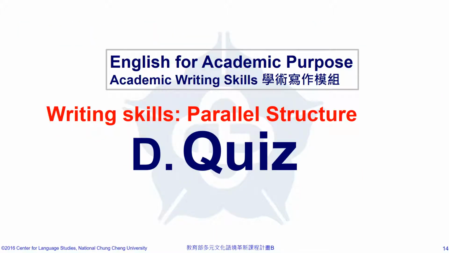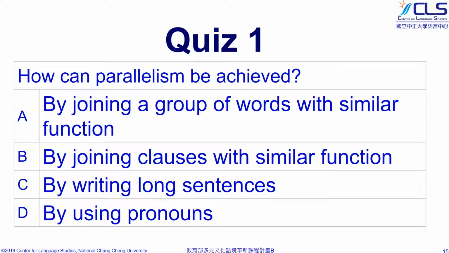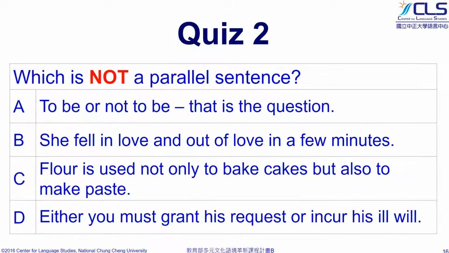Okay, have you learned something about parallelism in academic writing now? Let's check our progress by the following quiz. Now, quiz 1. How can parallelism be achieved? The answer shall be by joining a group of words with similar function and by joining clauses with similar function. Quiz 2. Choose the one that's not parallel.